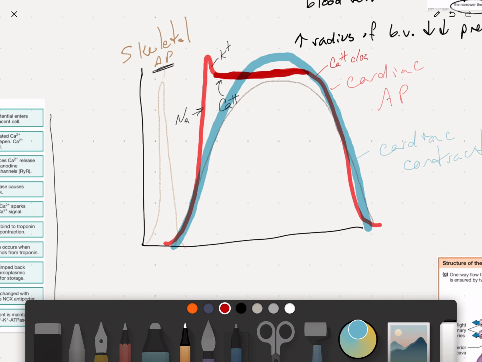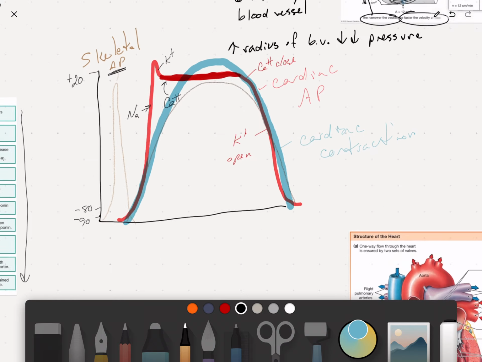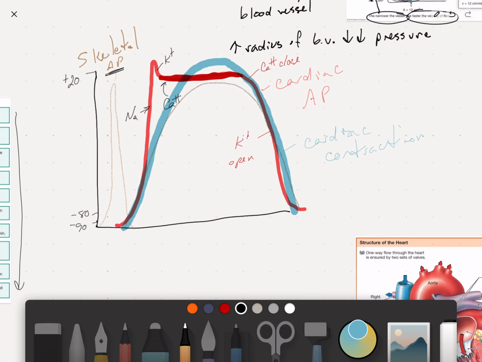Calcium channels close. Potassium channels open. And then bring the potential of the cell back to resting potential, which is about minus 90. Threshold is about minus 80, and they go up to around plus 20. Now the blue line here, this is cardiac muscle contraction, and you can see it is pretty much the length of the action potential.